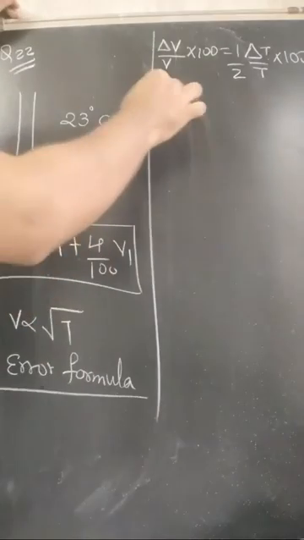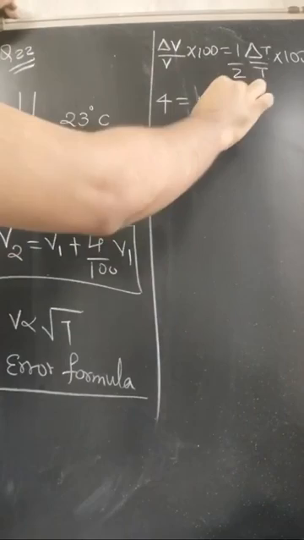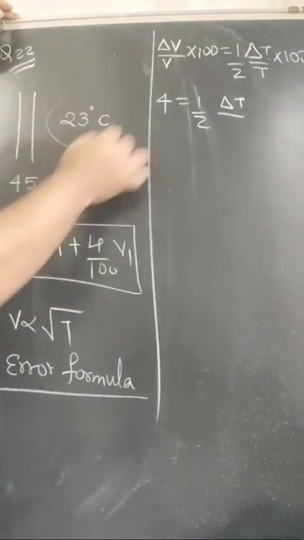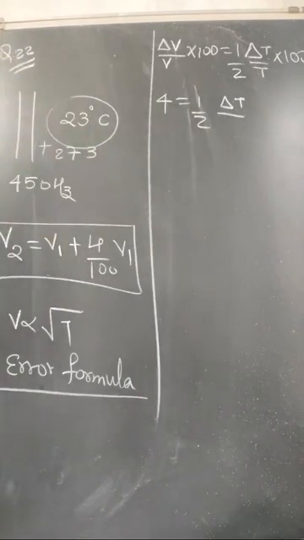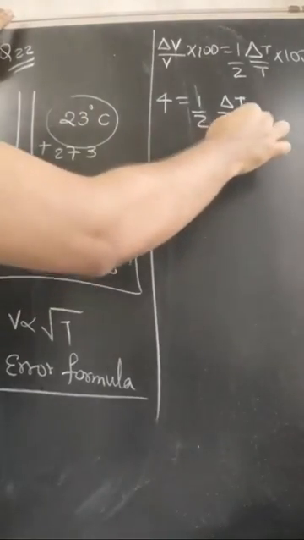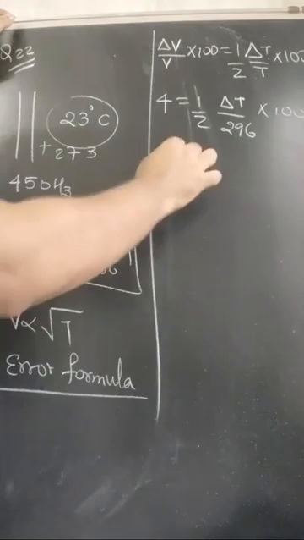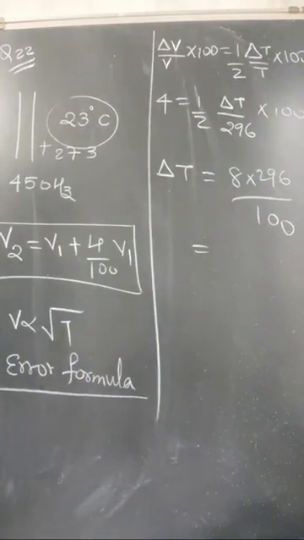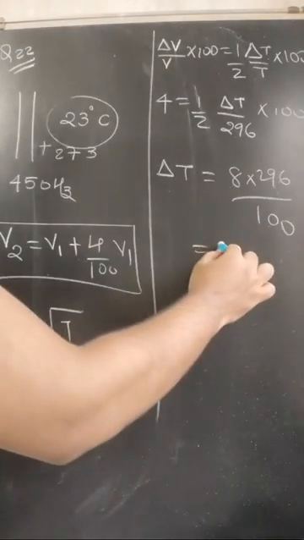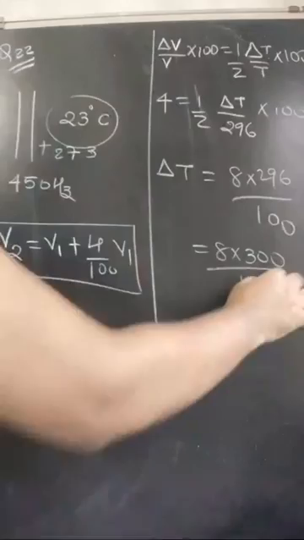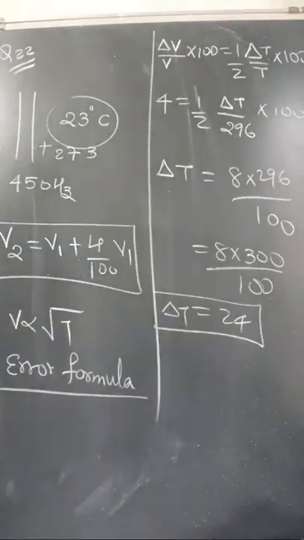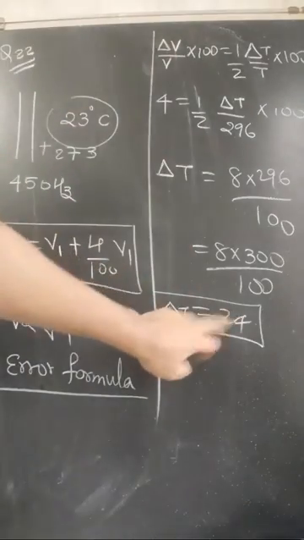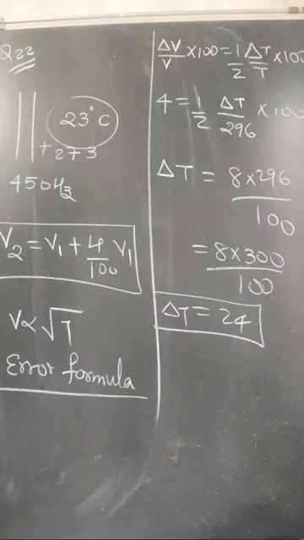Now, change in velocity is by 4%, half delta T upon T. T is how much? 23 plus 273. You have to convert it to Kelvin, which is 296. So change in temperature is 8 into 296 upon 100. We can consider 296 as 300. So 8 into 300 upon 100. So delta T is 24. So temperature increases by 24 degrees Celsius. Is that clear?